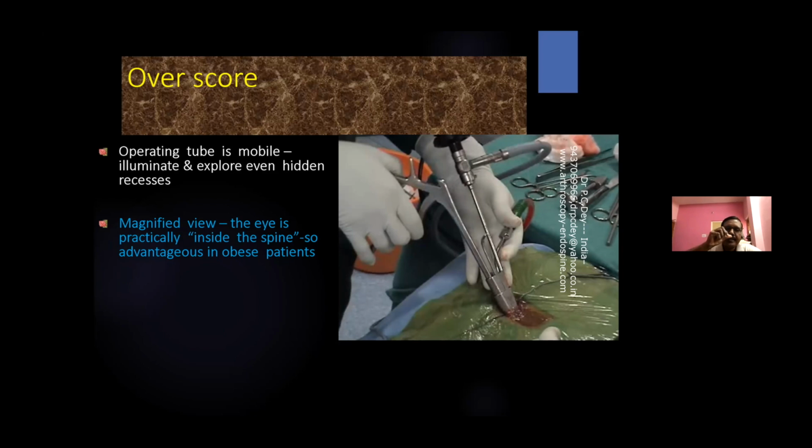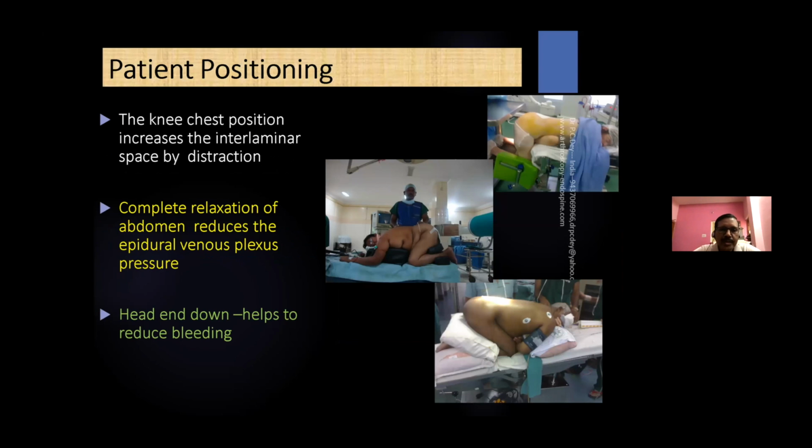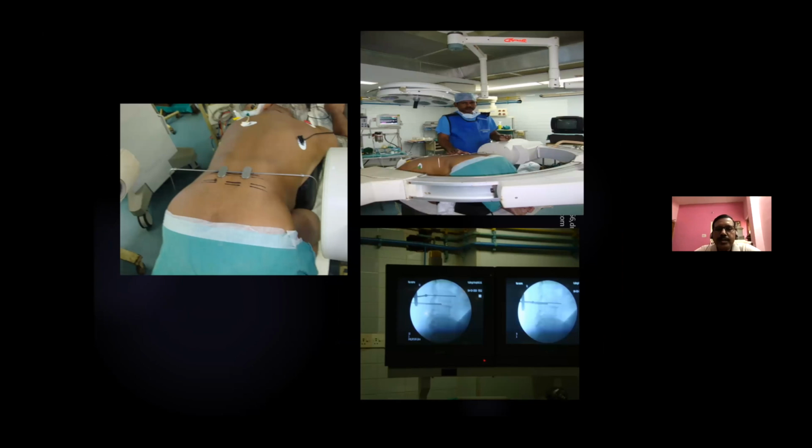In positioning the patient, the knee chest position increases the interlaminar space by distraction. Complete relaxation of the abdomen reduces the epidural venous plexus pressure. Head a little bit down, about 1.5 to 2 inches, helps to reduce bleeding. We put the patient in the knee chest position on the bolster. We have a special localizing device with 2 bars laterally and 2 knobs on both sides of the spinous process. We are not taking any AP view. We just take the lateral view with the help of this special localizing device. The 2 bars should be parallel to each other and parallel to this space, and then we mark with the marker pen on the dorsal surface.